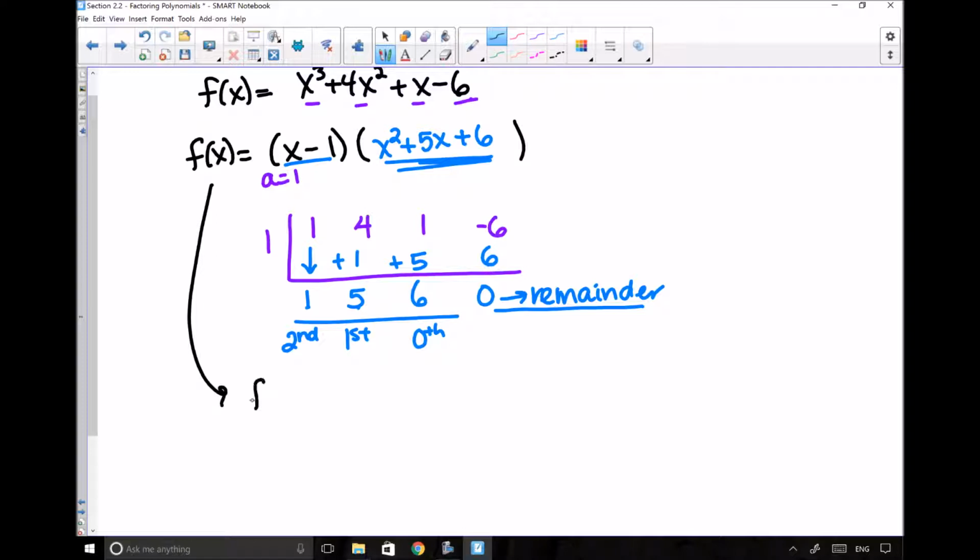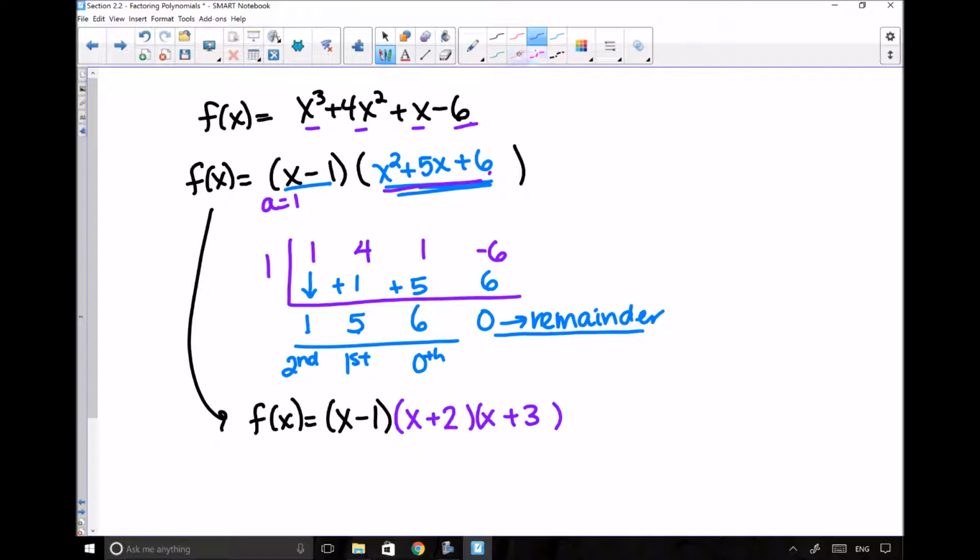So I end up getting f of x is equal to, my first factor is x minus 1, and now I'm going to factor x squared plus 5x plus 6. Well, I know that my factors have to have a product of 6 and a sum of 5, so that means it's going to be x plus 2 and x plus 3. Now, one thing I want you guys to notice is these values right here. Our a value here was 1, our a value here was negative 2, and our a value here was negative 3.